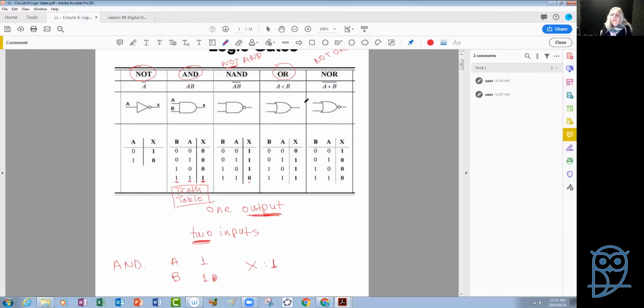The same applies to these two gates, the OR and the NOR. The NOR does exactly the opposite of what the OR does. So if we understand what the OR does, the NOR will do the opposite. So let us see now, what is this OR? Obviously, it means one or the other.